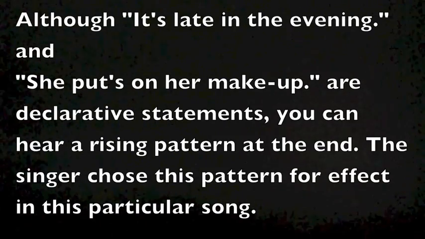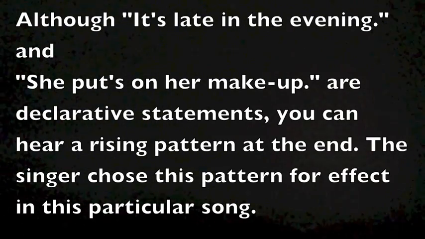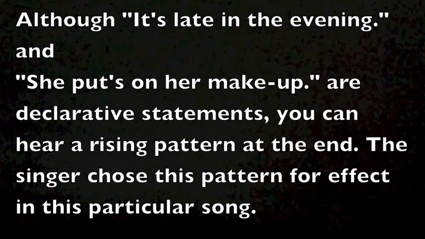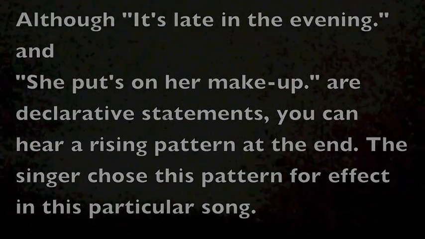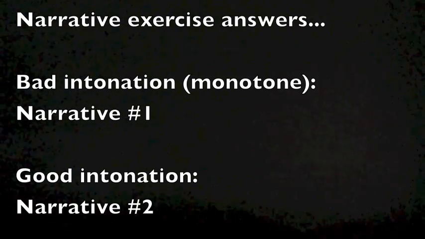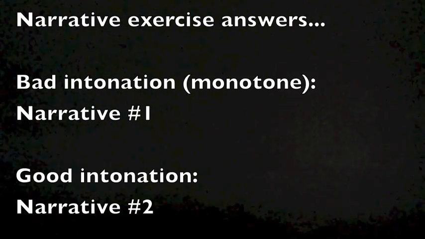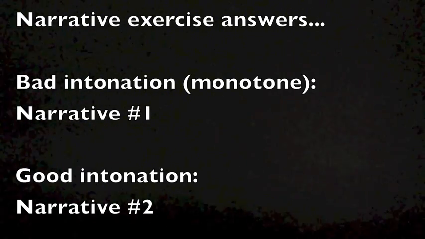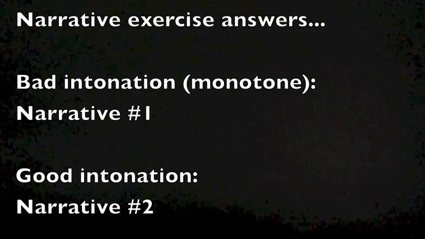Although it's late in the evening and she puts on her makeup are declarative statements, you can hear a rising pattern at the end. The singer chose this pattern for effect in this particular song. On the narrative exercise that we did before the music exercise, here are the answers. The bad intonation or monotone was narrative number 1, and the good intonation was narrative number 2.